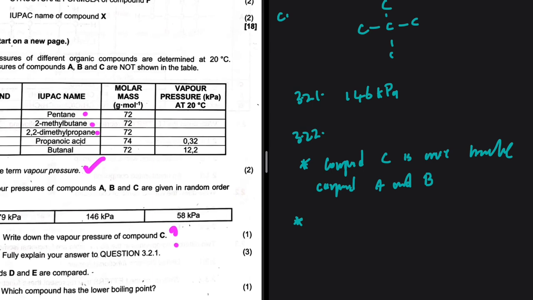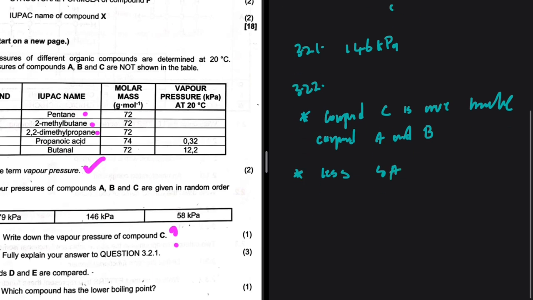What point can we make after that? We have said that compound C is more branched compared to A and B. What else can we say? What is the consequence of being more branched? That is the question really. The more branched a compound is, the less surface area it has, right? That is the second point we can state.